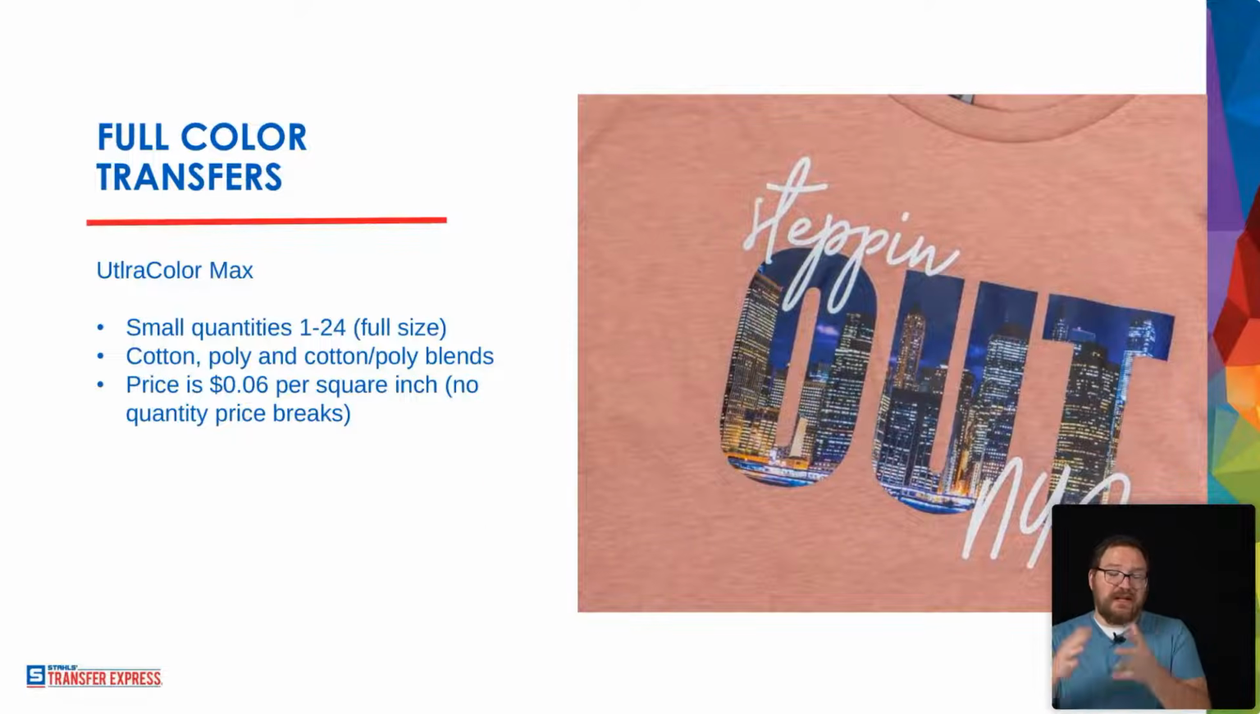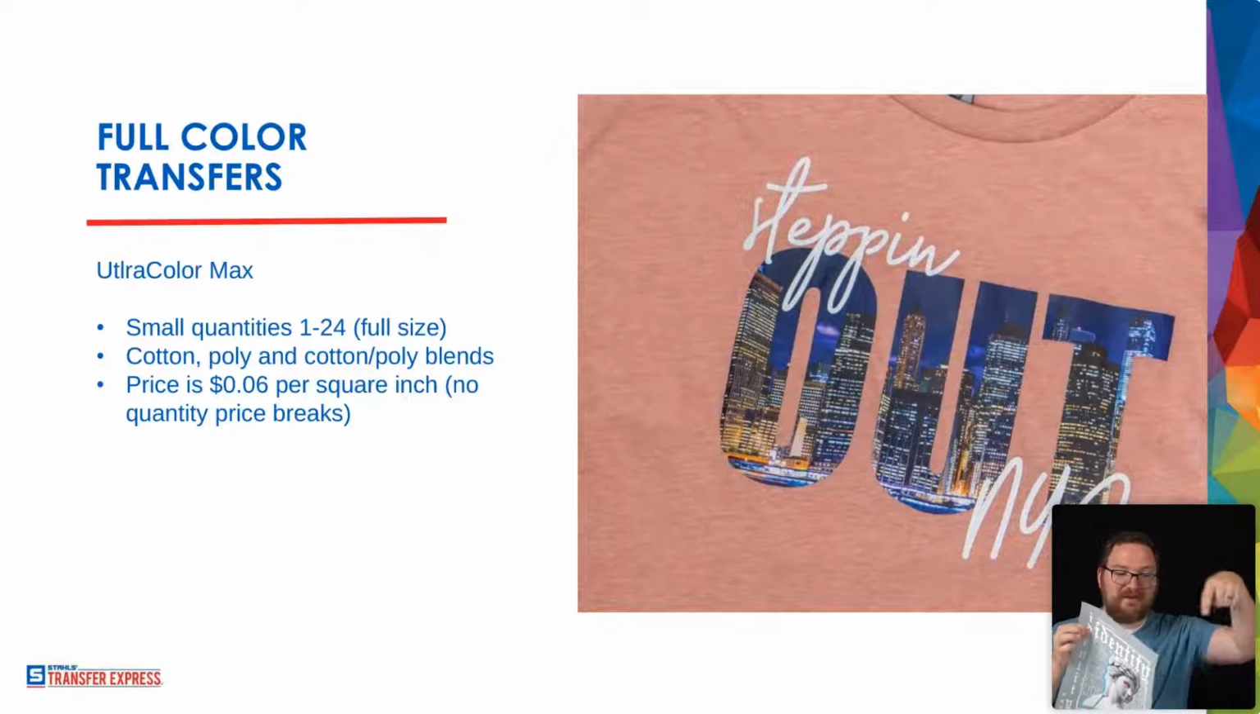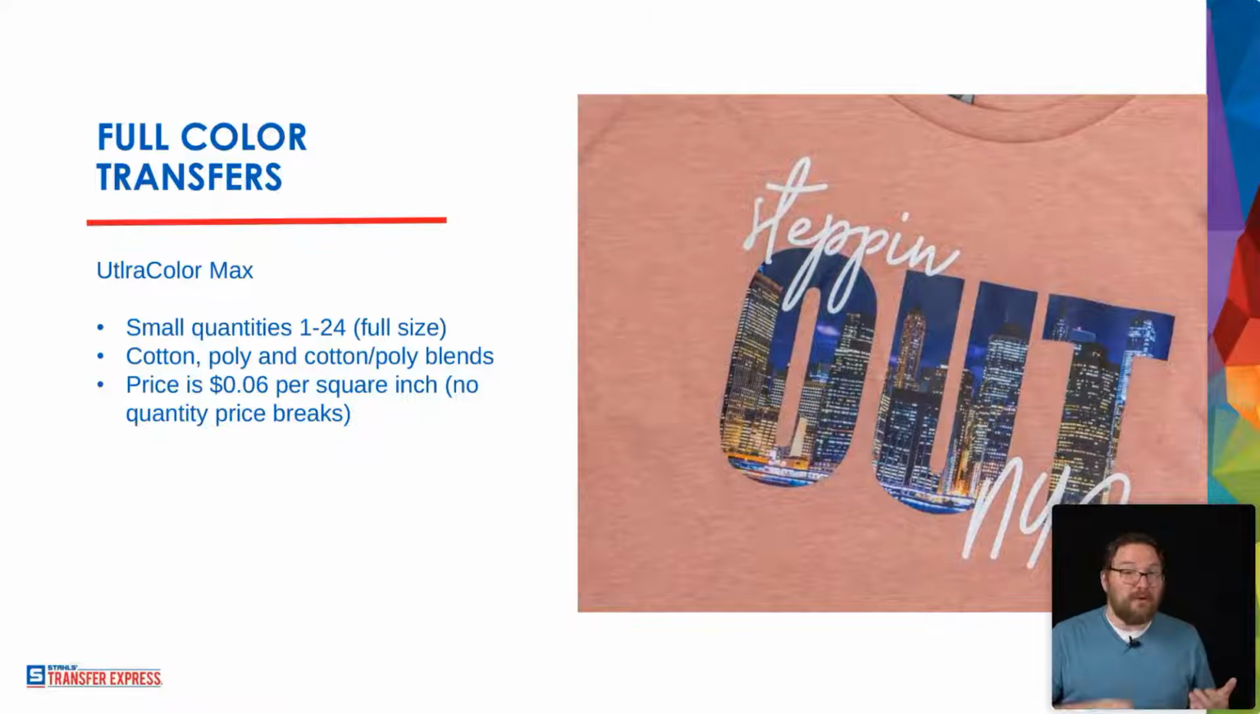So full color transfers, like I talked about, Ultracolor Max, small quantities, 1 to 24 is really where the sweet spot is for the pricing. Now, it is priced per square inch, so it's just 6 cents a square inch, which is super simple pricing. But if you're just doing left chest, incredibly profitable because it is such a small print. If you're doing these larger full front prints, something like this is probably going to cost in the $6 to $7 range, depending on the specific sizing of what it is, which is still incredibly cheap.